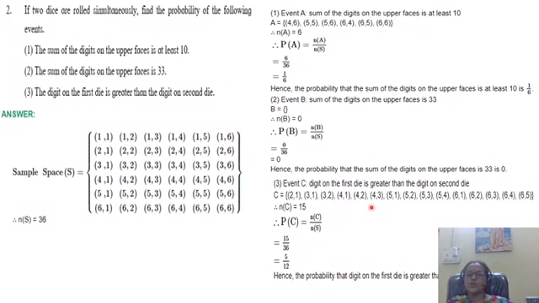So (4,1), (4,2), (4,3), then (4,4), (4,5), (4,6) we don't want. (5,1), (5,2), (5,3), (5,4), then (5,5), (5,6) we don't want. (6,1), (6,2), (6,3), (6,4), (6,5) satisfy the condition. So how many? 1, 2, 3 ... 15. N of C, the elements in set C, is 15. Probability of C is N of C upon N of S. So 15 by 36, reduce it to the lowest term.